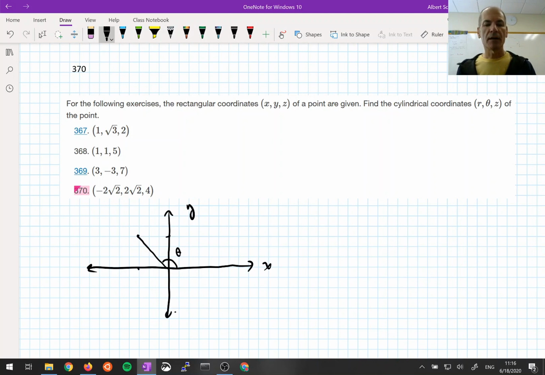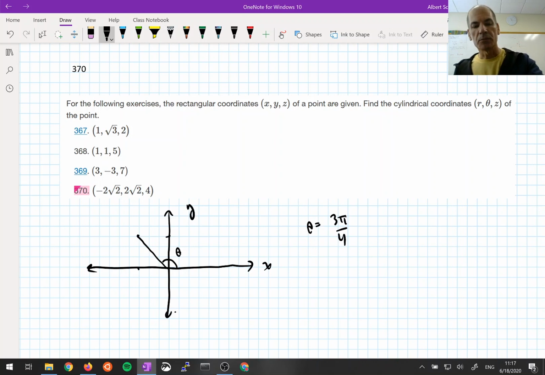So what's this angle? Well, we see that, since the distance in the xy direction into the second quadrant is equal, we know that to be a 45-degree angle. So this is a 45-degree angle, pi over 4. This is pi over 2. So in total, we're talking about theta is equal to 3 pi over 4, the sum of those two angles.